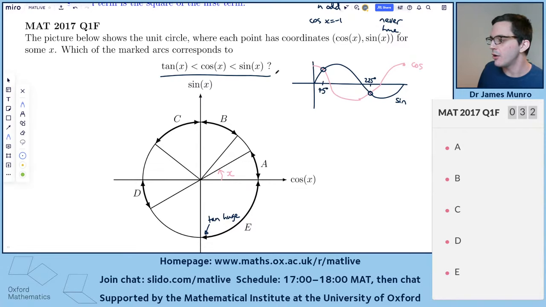I'm only interested in this bit here, 45 to 225. On the circle graph, that's somewhere like 45 degrees, and over here is like 225 degrees. So out of the possibilities, I'm only interested in B, C, and D, that bit of the graph, because elsewhere cos and sine are doing other stuff.